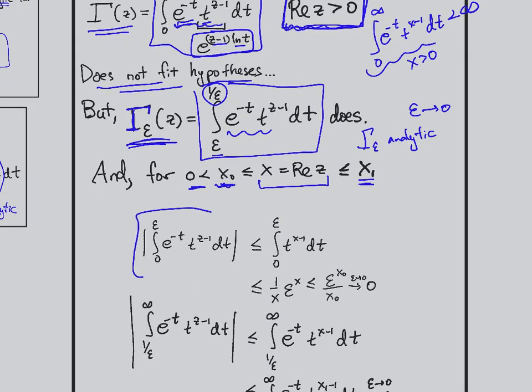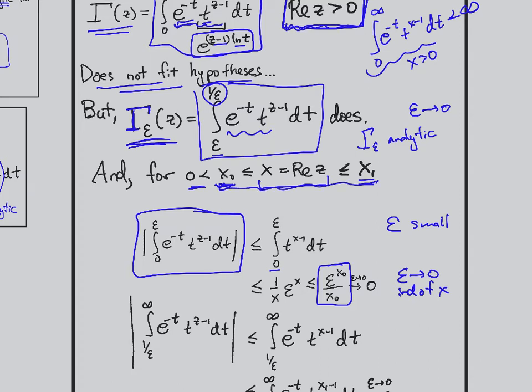And so this integral from 0 to epsilon can be bounded for epsilon small by just the integral from 0 to epsilon of t to the x minus 1. And I don't want to go through the details, but you can bound it by something that goes to 0 as epsilon goes to 0, independent of x, as long as x is trapped between these two fixed values.